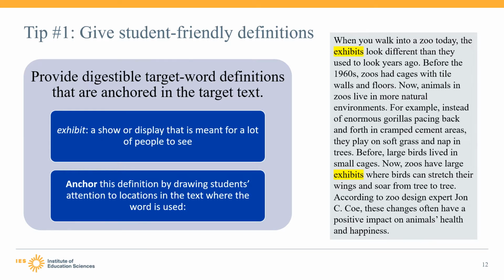So as you see on the right, there's a text about walking into a zoo, noticing that the exhibits look different from how they used to. And the basic lesson of this text is that the environments that animals had lived in zoos back in the day, in the 60s and up until much more recently, animals were more confined in their zoo environments, and now they have more natural habitats that are like the environments that they would encounter and live in nature.